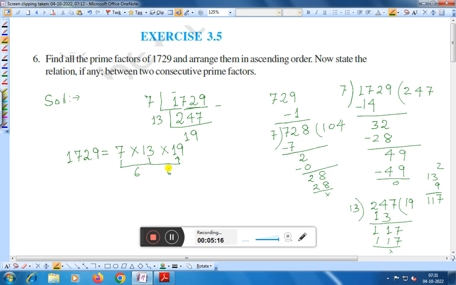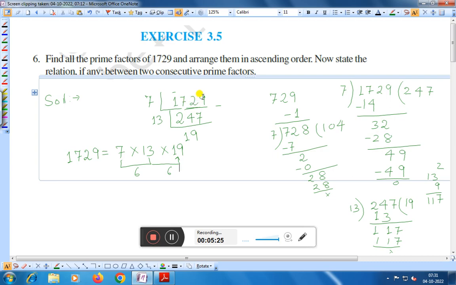Again we are repeating: first of all, you have to find the prime factors of 1729. It is not divisible by 2. It is not divisible by 3 either, because if we add the digits we get 19, and 19 is not divisible by 3. Then 5: it is not divisible by 5, because the last digit is neither 0 nor 5. Then 7. The divisibility rule of 7 is that the difference between the number formed by the last 3 digits and the number formed by the rest of the digits should be divisible by 7.